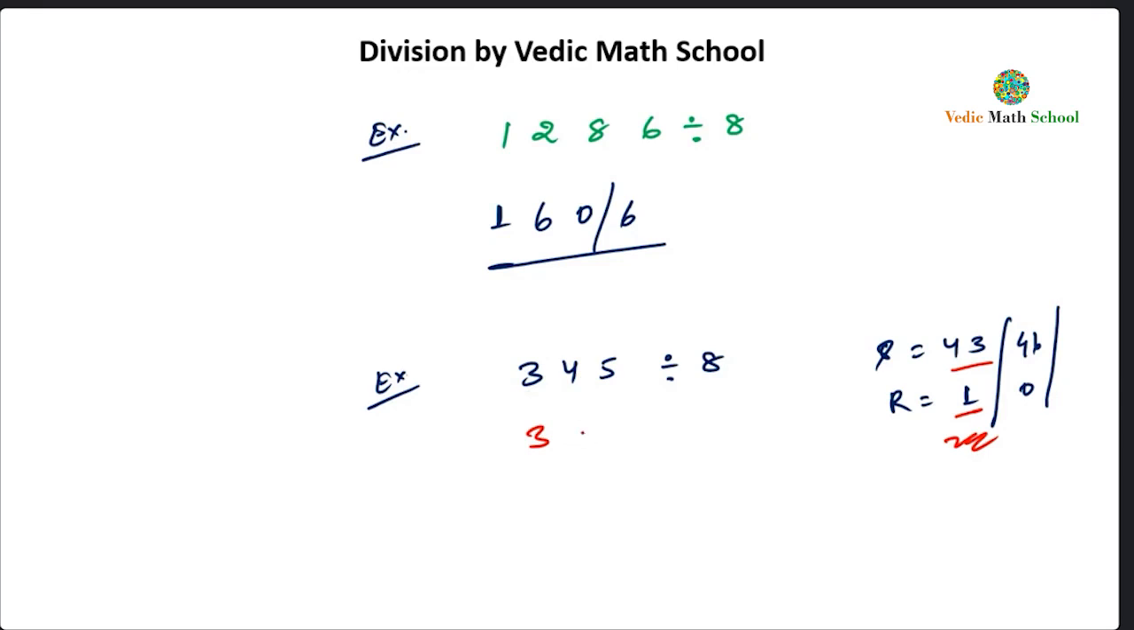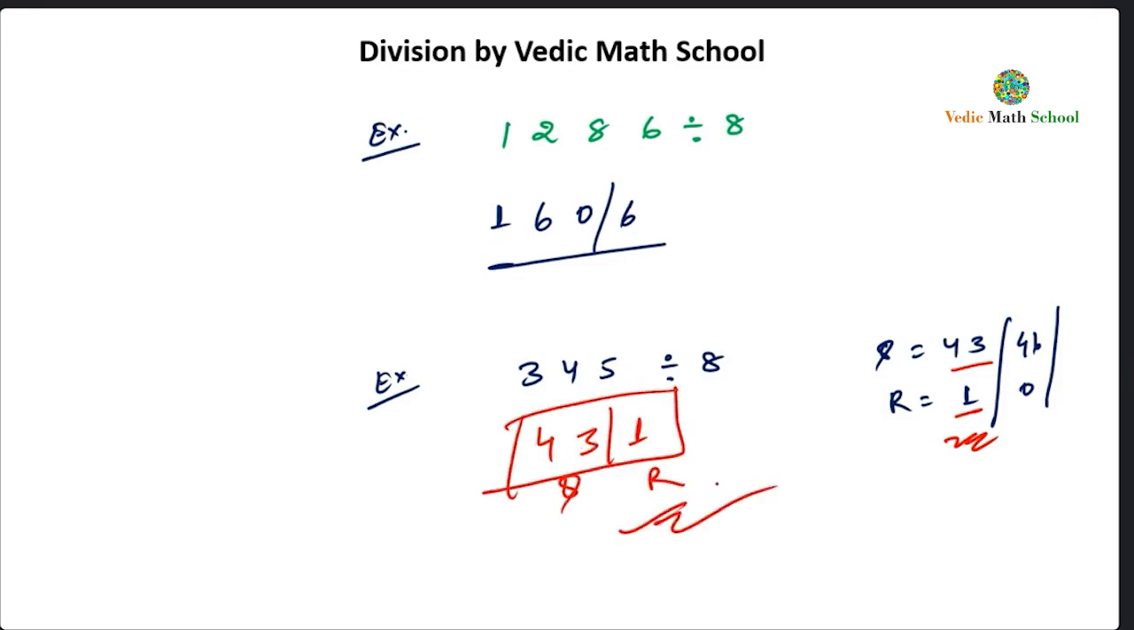So what do I have to do? Subtract 10 minus 8, that is 2, and this will become 4. Now what? 2 times 2 is 4, 4 plus 5 is 9. Again, now 9 is greater than 8, so adjust it. It will become 1 and this will become 3. So 43 and 1. This is the quotient and this is the remainder. Everyone get it?